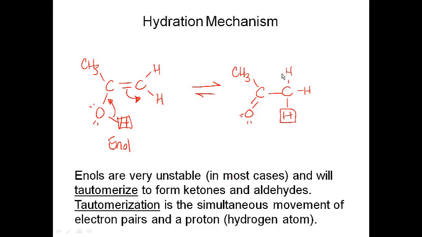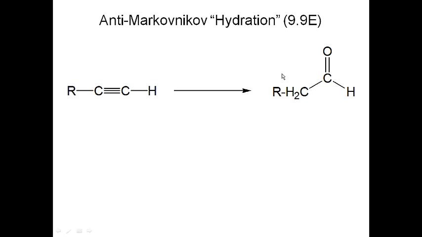Okay, the final thing for the semester. What happens if you had a terminal alkyne and you wanted to do anti-Markovnikov hydration to then form the enol, the OH, at the end of the chain and have that tautomerize to become an aldehyde? What reagent would you add?